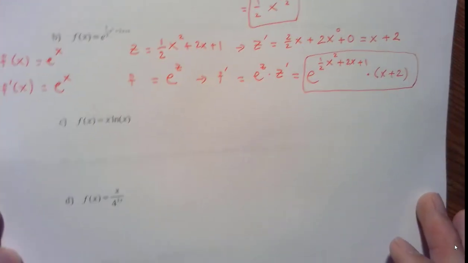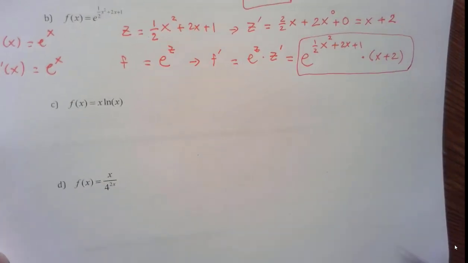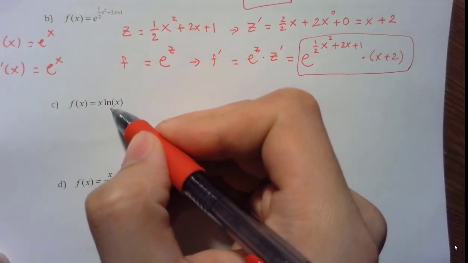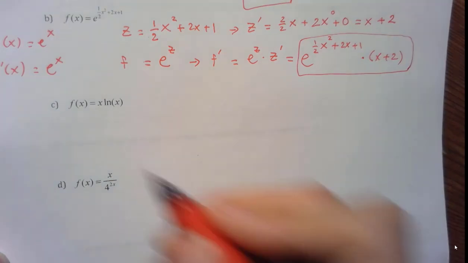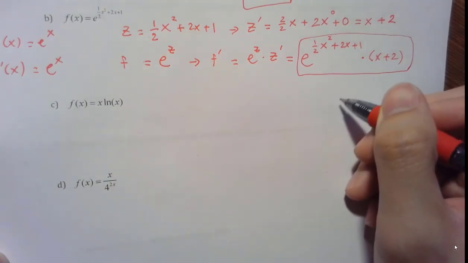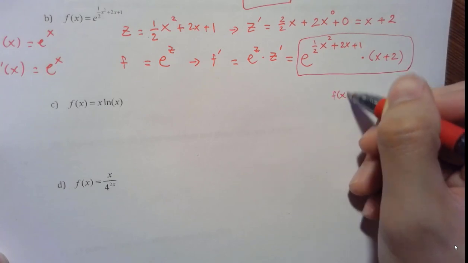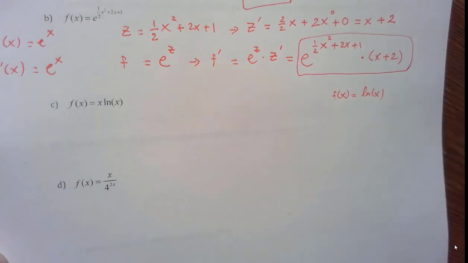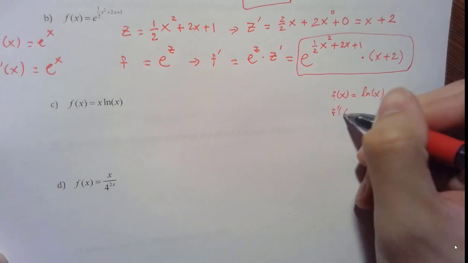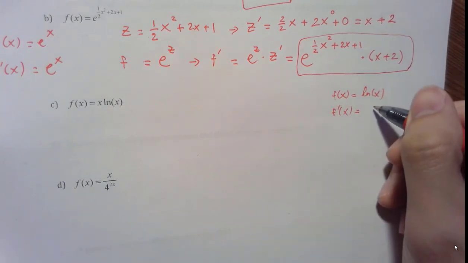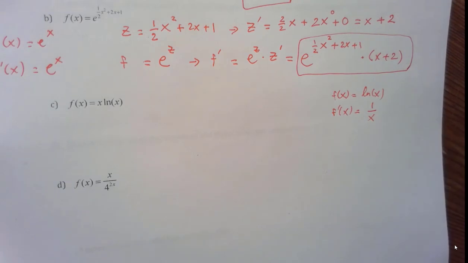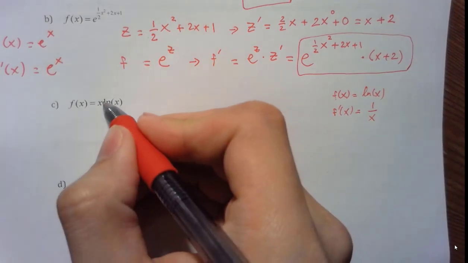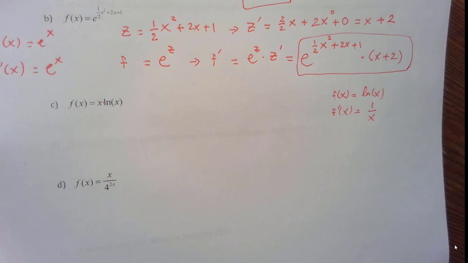For C, this is the function x multiplied by ln of x. So for the ln of x, just a quick review. If we are given f of x equals ln of x, the derivative of that, f prime of x, is what? It is 1 over x. Now, this is the multiplication between x and ln of x. The product, that means we have to use the product rule from section 3.4.